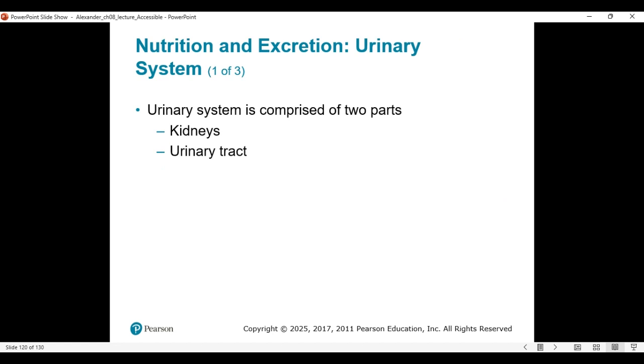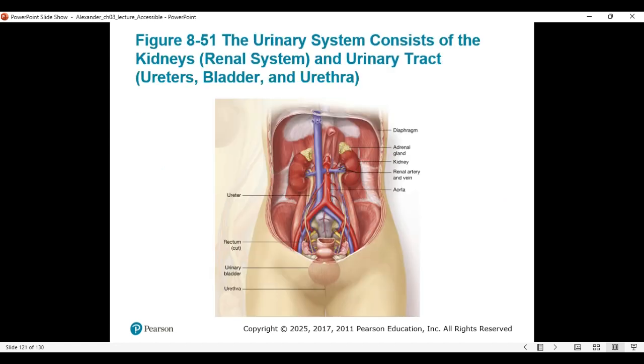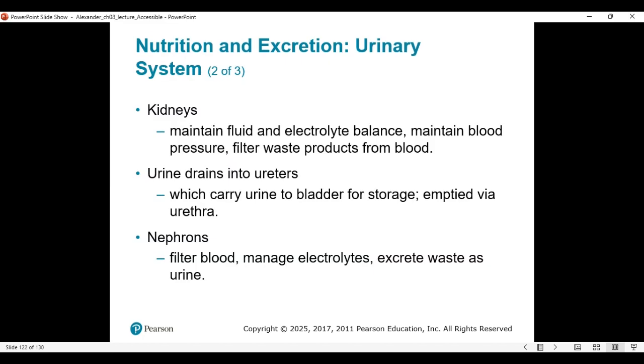Urinary system. We have the kidneys and urinary tract. Nice picture of it. Kidneys maintain fluid electrolyte balance. They help to maintain the blood pressure and filter waste. The kidneys are very important, especially for the water balance, to maintain fluid and water balance. Urine drains from the kidneys into the ureters, which carries urine to the bladder. Nephrons filter blood, manage electrolytes, and expel waste as urine. These are in the kidneys.